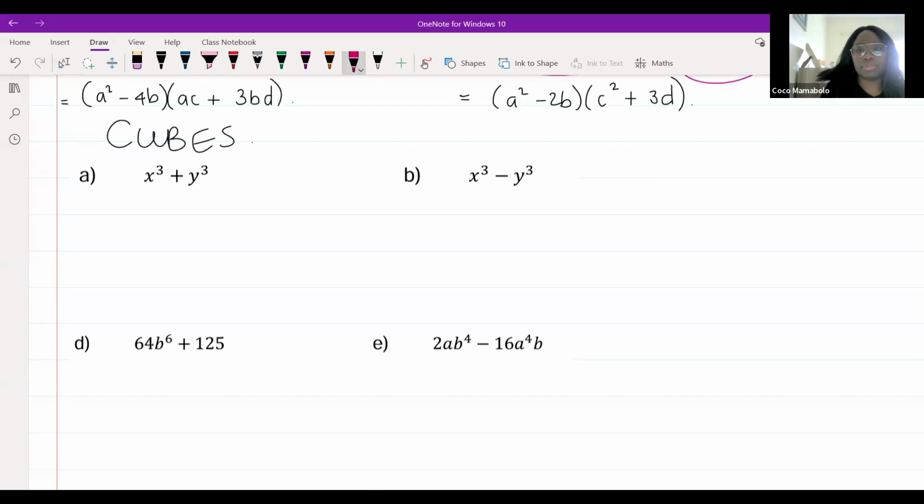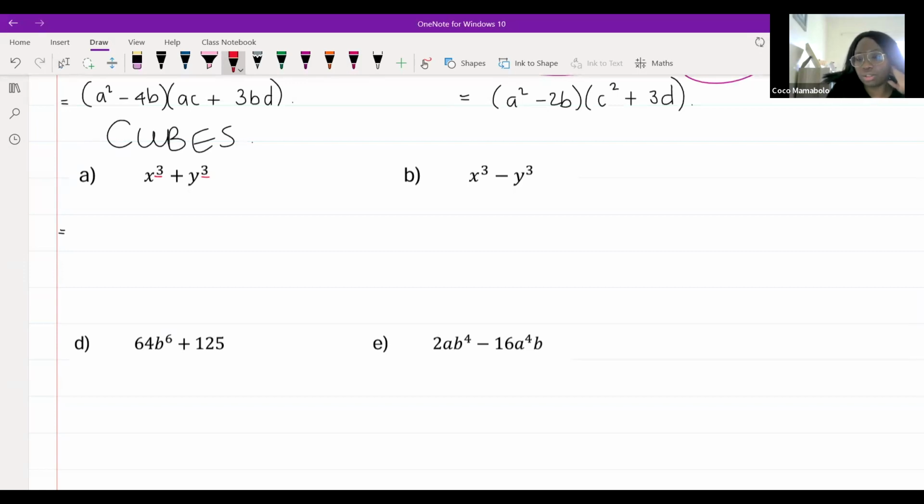Hello, ma'am. All right, let's take it slowly. We know that it's a cube. How do we know that it's a cube, Morangi? Because it has a 3, ma'am. The exponent is a 3. Correct. Both of them have cubed as the exponent.